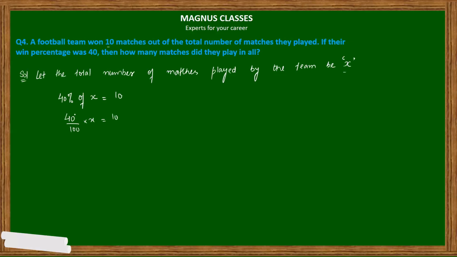Now it's easy. The zeros get cancelled out, so it will be 4x, and this 10 comes here, it will be 10 into 10, that is 100. So x will be equal to 100 divided by 4. 4 25s are 100, so x will be equal to 25. So the total number of matches they have played is 25, and 40% of this 25 is equal to 10. That means they have won the 10 matches. It's already given.